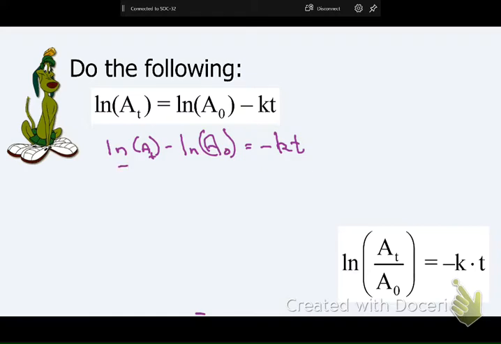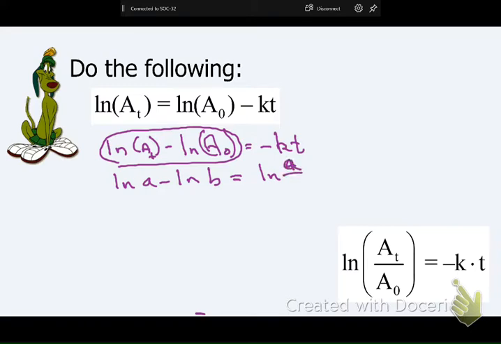And for this, we can use the log property: if I take the log of A minus the log of B, that's the log of A divided by B. So I'm going to end up with ln A_t over A_0 is equal to minus kt. That's a pretty handy equation, and we're going to use it later, right? But there's another one that comes from this. So that's this equation.